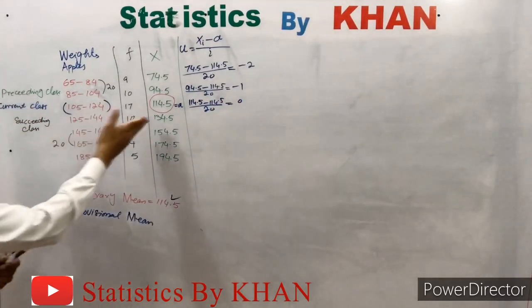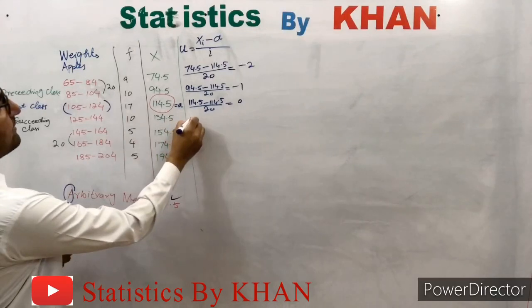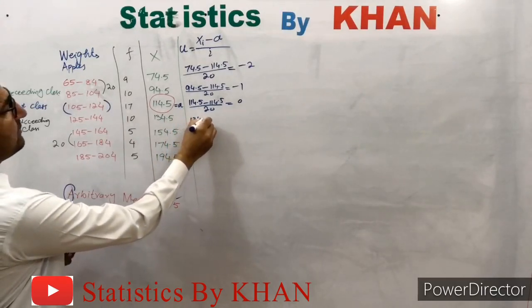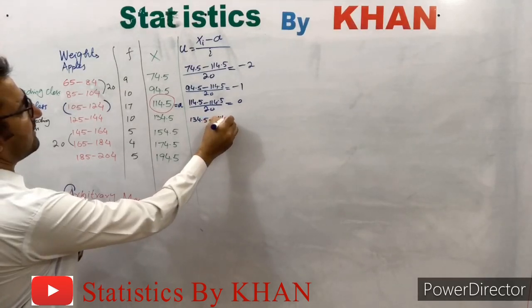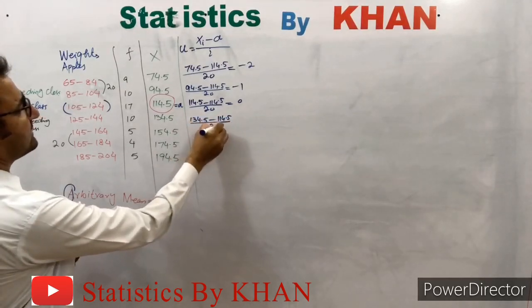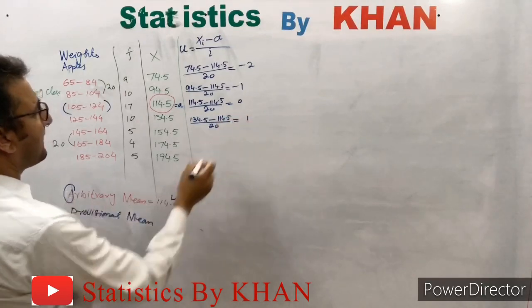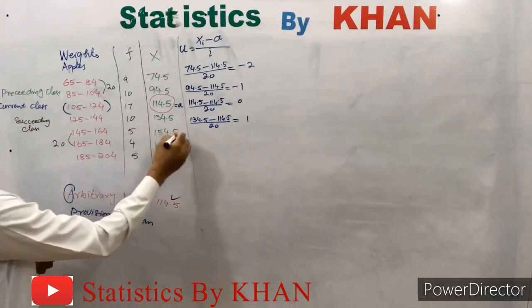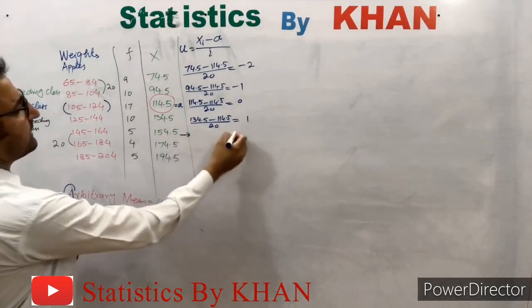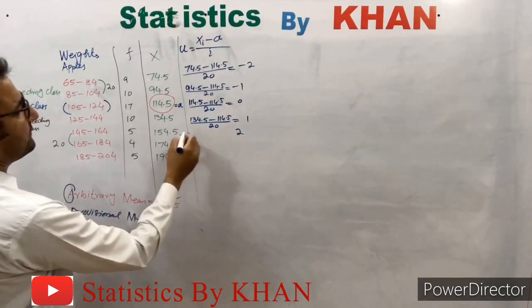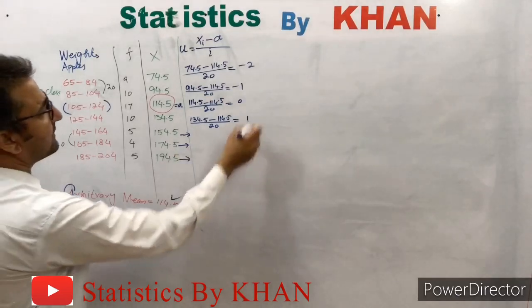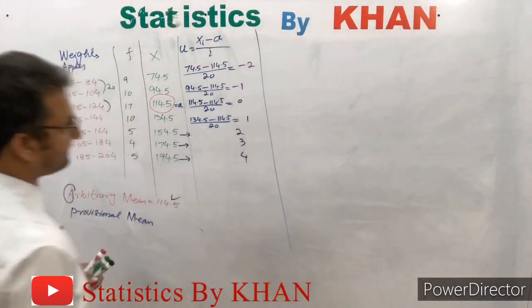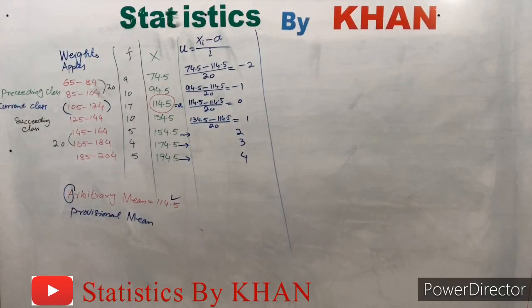Next, 134.5 will be taken as the value of x, and a will be subtracted from it, and the difference will be divided by the class interval, which is 20, so we will get plus 1. Similarly, if you do the same for this value, we will get 2. For this value, if you do the same procedure, we will get 3, and for this value we will get 4. So this is the way by which we can obtain u.